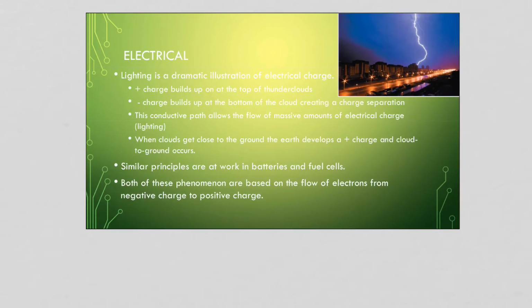So if we start at the beginning, when we think of electrical charge, electrical charge is simply the moving of electrons. So, for example, lightning and batteries are two examples of where we see this movement of electrical charge, or examples of these electrochemical reactions. If we look at lightning as an example, because we've all seen lightning, it's a quite dramatic example.